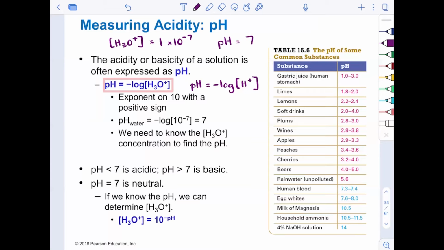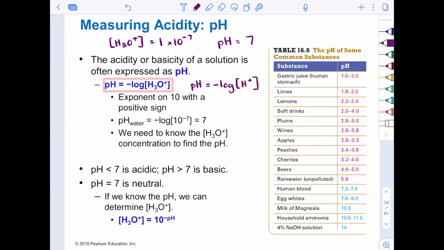The pH is 7, a much more manageable number than 1 times 10 to the negative 7. That gets a little bulky. So the pH is really important to be able to express, and it can express acidity or basicity. If the pH is less than 7, it's called acidic. If the pH is greater than 7, it's called basic. If the pH is equal to 7, we call that neutral, such as water.